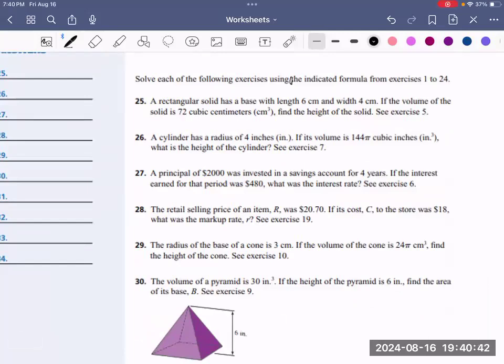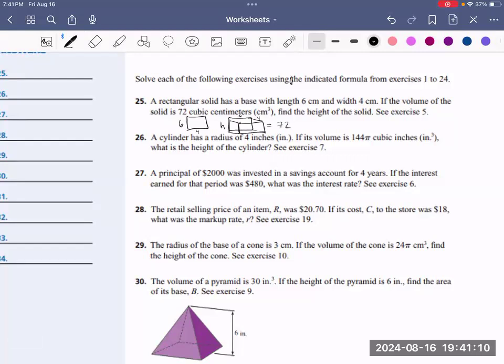It says a rectangular solid has a base. So we're talking about a rectangle here, has a base with length of 6 and a width of 4 centimeters. The volume, so this whole thing here. So perhaps this is 6 and this is 4. So the volume in total is 72 cubic centimeters. Find the height of the solid.